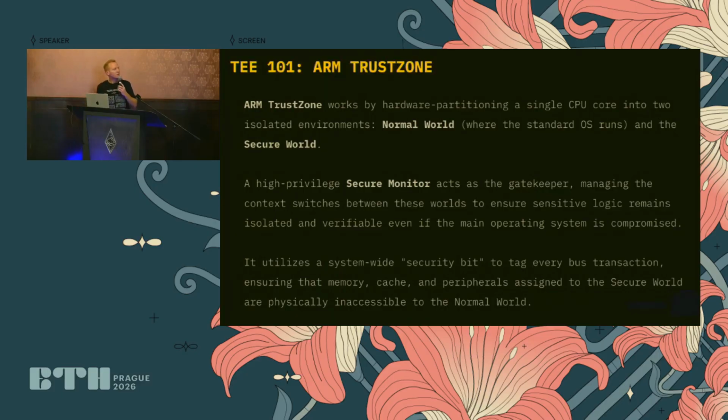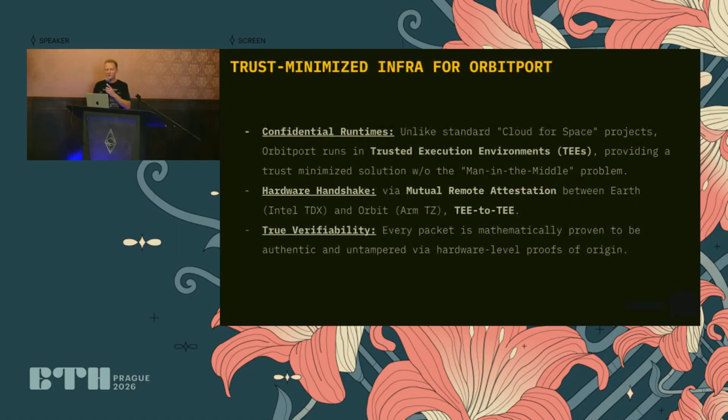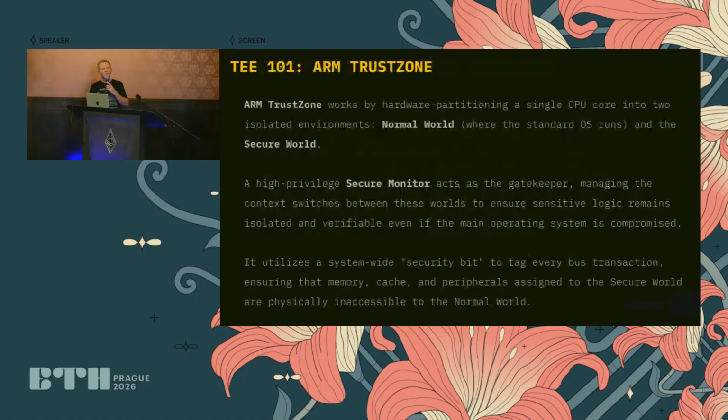And eventually you also have the ability to control the peripherals, the things that you connect to it, the devices, and it ensures that if some device is being used by the secure world, it won't be used by anything in the normal world. So we have these two, ARM TrustZone and TDX.